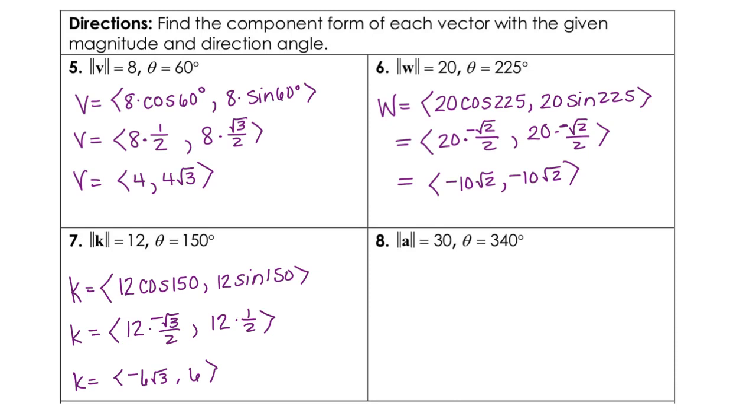All right, and finally looking at number 8. Now this one is not going to be one of those exact forms. So when we write it out, we are going to have a decimal answer. So for this one, we're going to have 30 times cosine of 340, and then 30 times sine of 340. And so after you put that in your calculators, you're going to end up with 28.19 and negative 10.26.